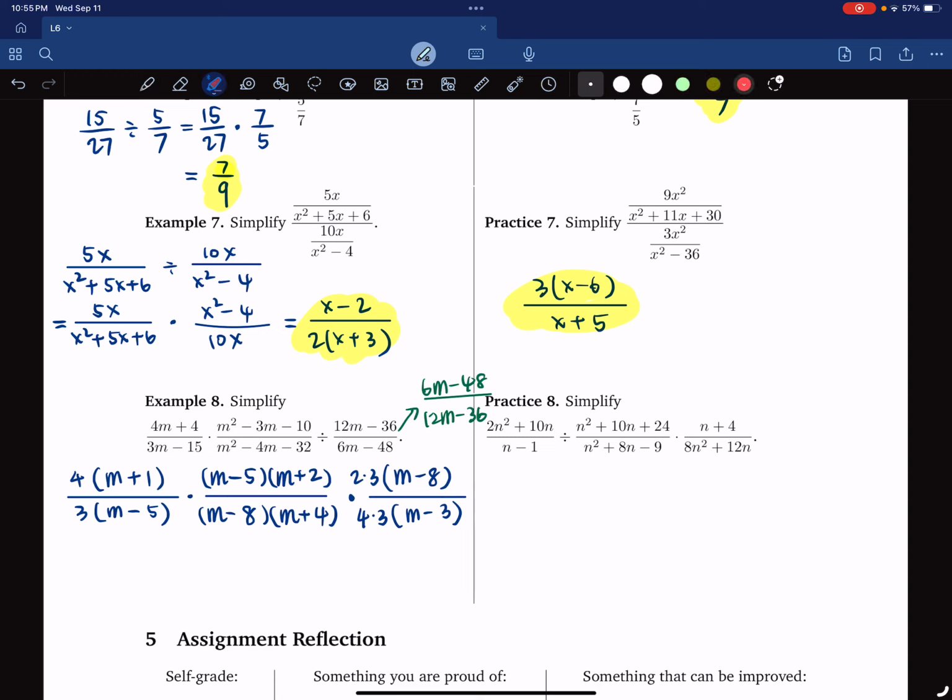Let's look for common factors. So we have 4 and 4. We have 3 and 3. Anything else? Let's see. We have m minus 5, m minus 5. We have m minus 8, m minus 8. And I think that's everything that we can cross out. Let's write down what's left.